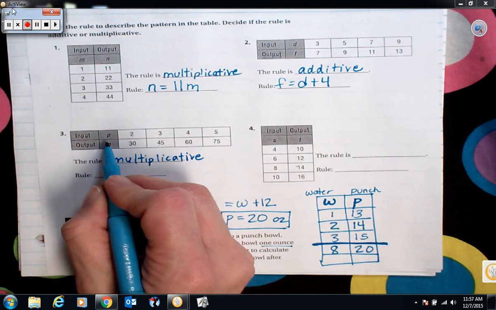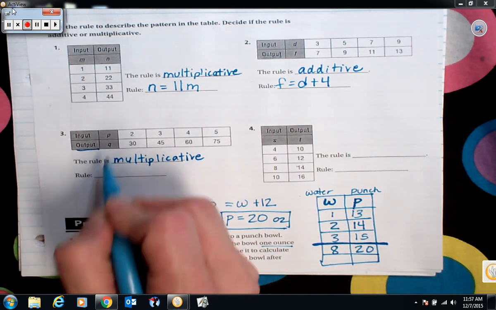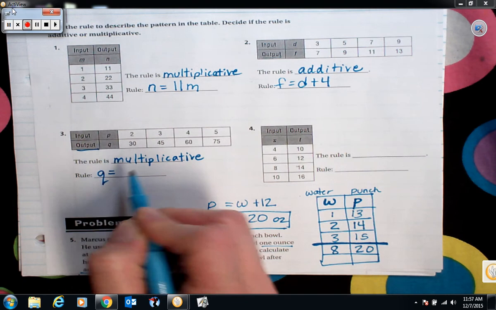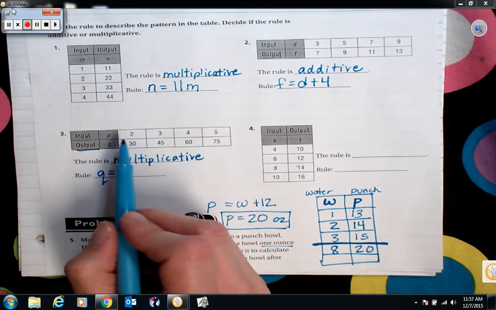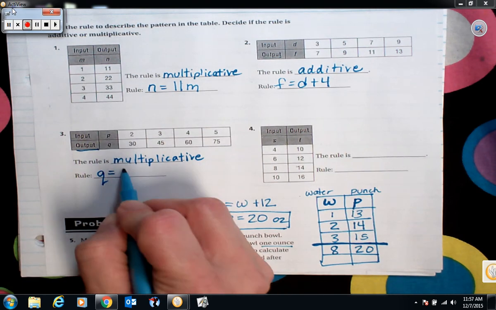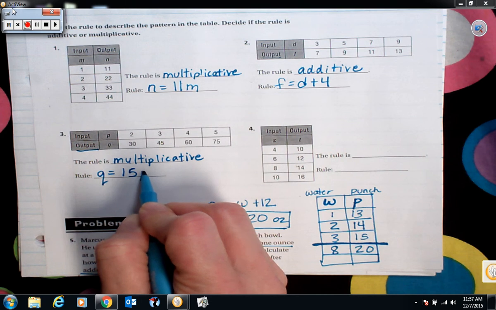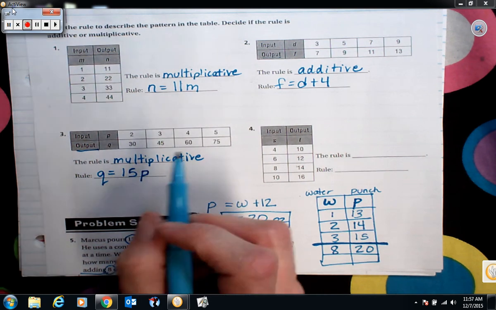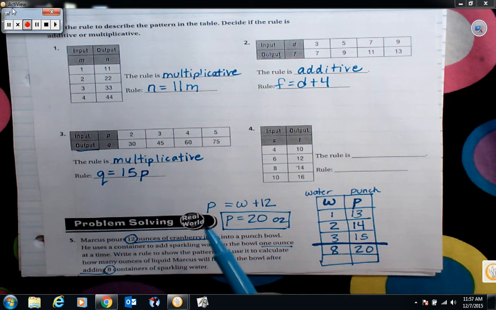I'm going to start with my output, which is q for my rule, so q equals, and then I multiplied 15 times p. Anytime you have the number and a variable, the number goes before the variable when you multiply.